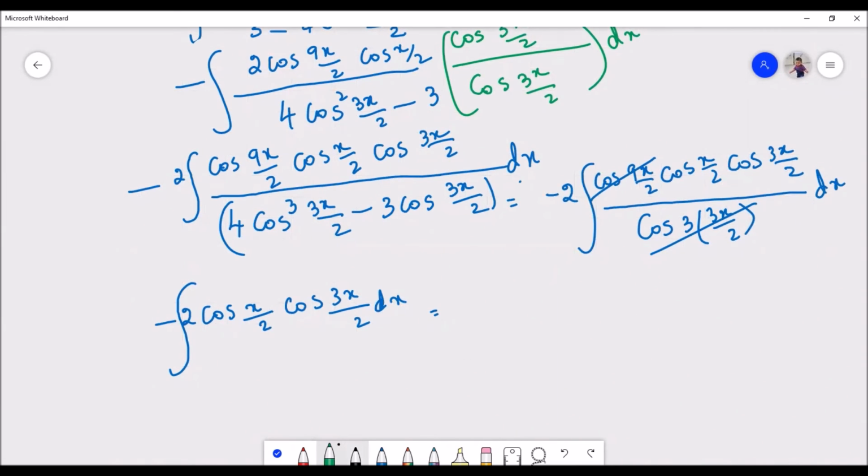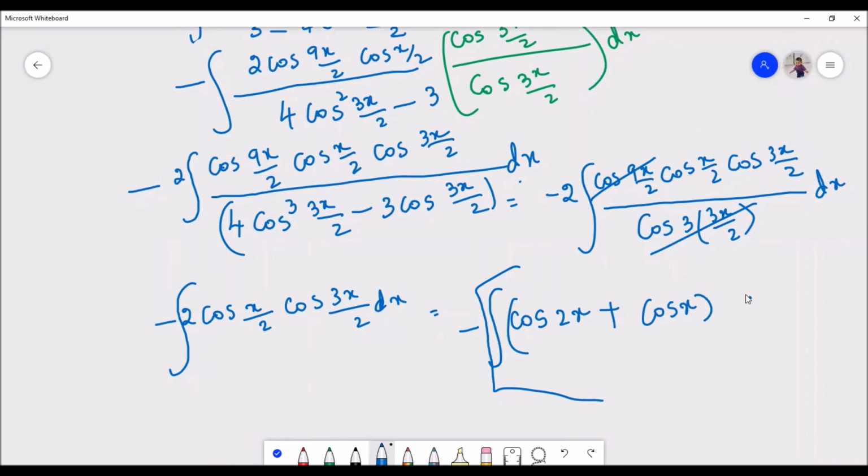So negative is there outside. Integration of 2 cos a cos b, we have seen it is cos a plus b plus cos a minus b. So cos of a plus b, x by 2 plus 3x by 2, 4x by 2, which is cos 2x. Minus sign is outside, let me put one bracket, plus cos a minus b: x by 2 minus 3x by 2, which is cos of minus 2x by 2, which is cos of minus x. But cos of negative x is cos positive x only. It is cos x dx.